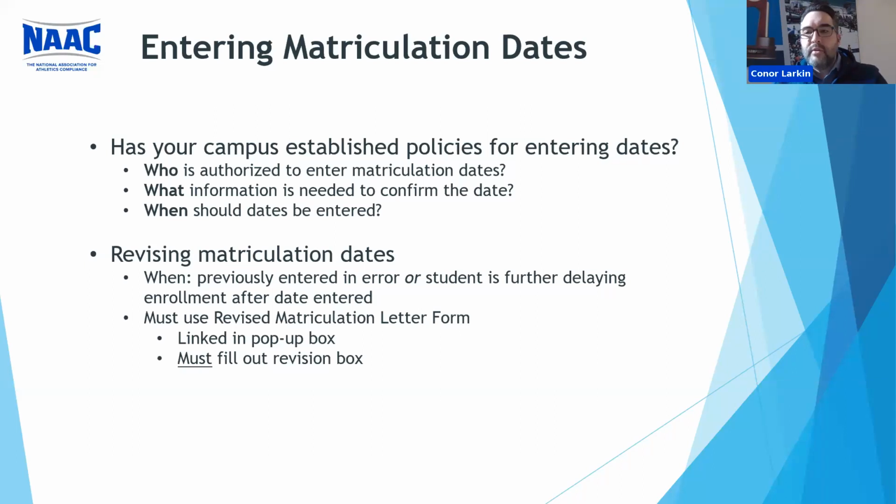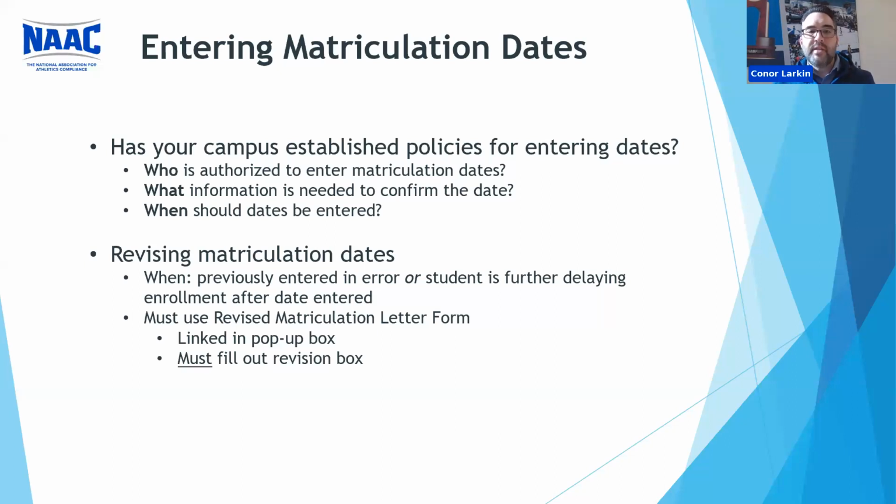You may also want to have developed policies and procedures for what type of information is needed to confirm those dates of initial full-time enrollment in higher education, whether it's connecting with your admissions office to confirm those dates, or is this something you can review from, like, college transcripts that the student has sent you? And then also maybe establish some policies on when those dates should be entered. Is this needing to be done before the student enrolls full-time? Hopefully so, but those policies are up to your institution to develop.